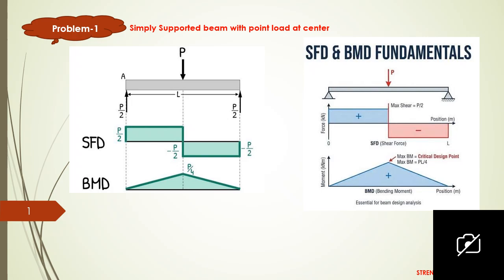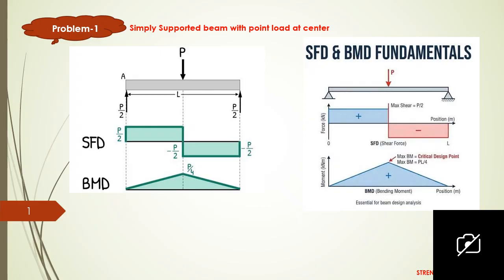If the external force is equal to the support reactions, then the beam is in equilibrium condition. So total load is P. One support has to give the reaction of P by 2 and another support has to give a reaction of P by 2. Okay. And then shear force diagram and bending moment diagram. This explanation I have given in your classroom.